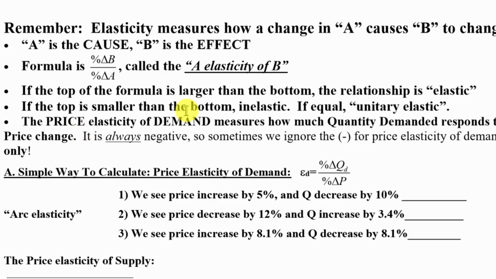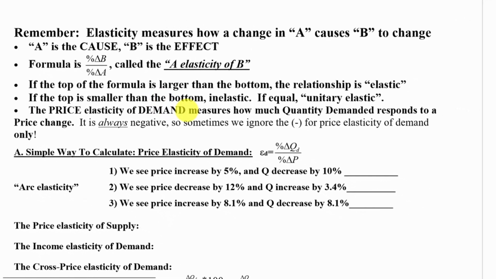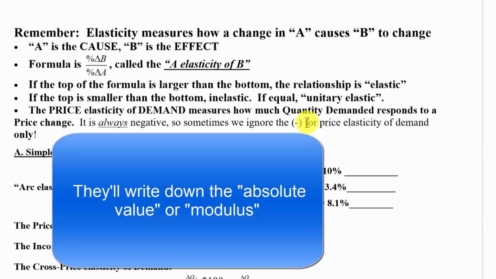Let's get started with price elasticity of demand. Since price is the first word, that's going to be the cause, and we're going to want to put the percentage change in the price on the bottom of our formula, and the percentage change in the amount people are buying on the top. That's the effect we're trying to measure. So we're measuring how much quantity demanded responds to a price change. And since it's always negative, or possibly zero, but never positive, we sometimes will ignore the minus sign, just to remind you, okay? No other elasticity are we ever going to allow you to drop a minus sign. But sometimes for price elasticity of demand, they'll just write down the positive number.